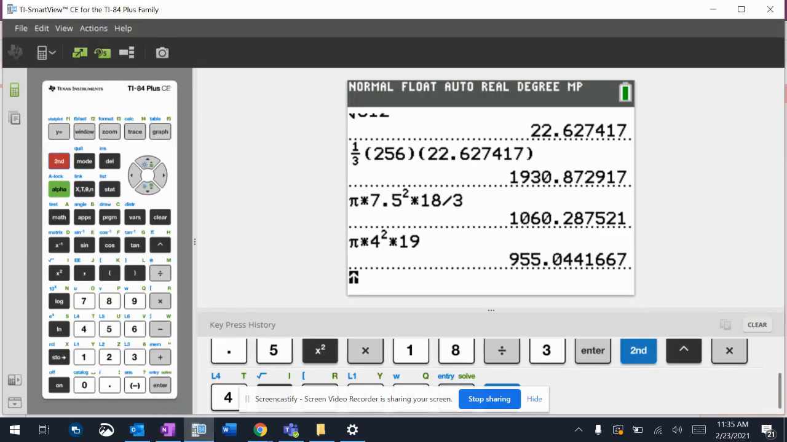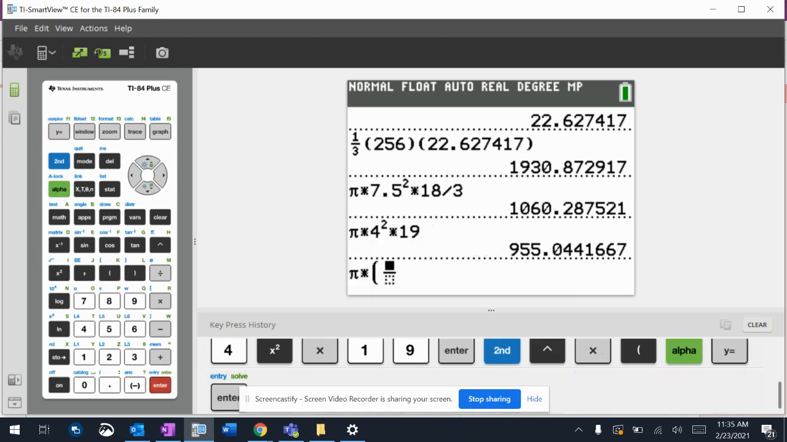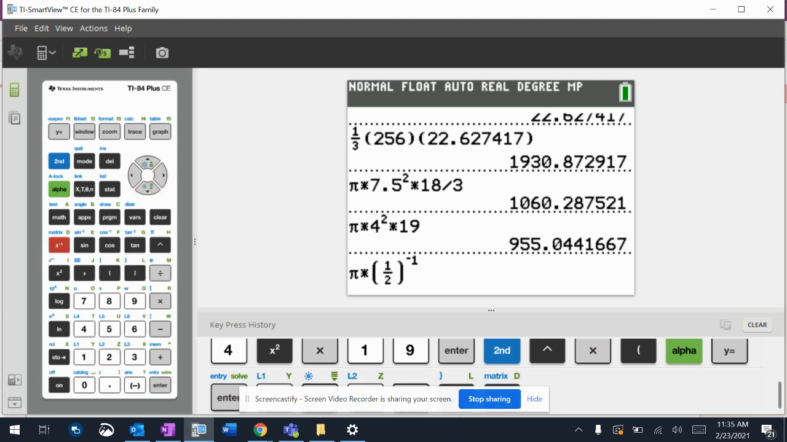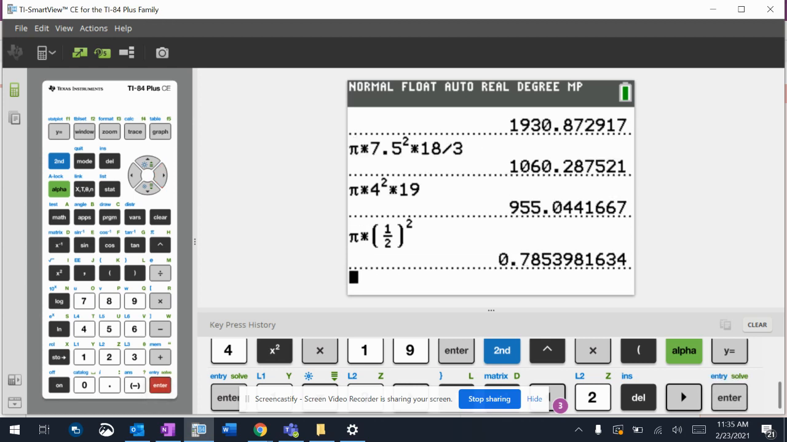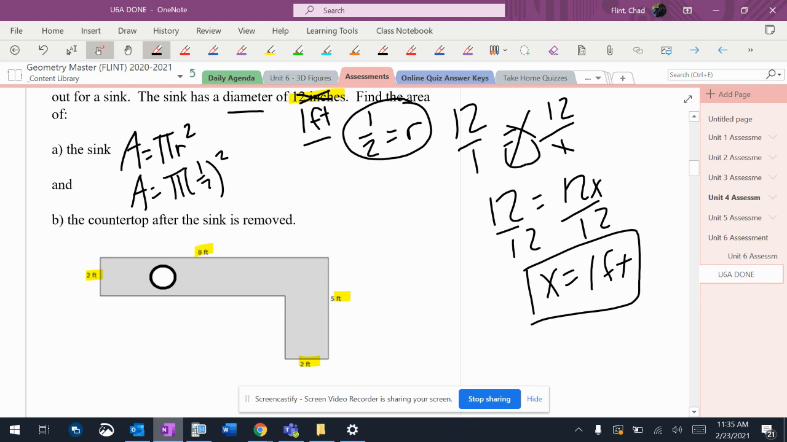So pi times, I can put it in as a fraction or a decimal. I'll put it as a fraction. So 1/2, not negative. There we go. Be careful, make sure you put it in the right way. So 0.7853. And like I said, it's going to say nearest tenth. Yours would have said that. So 0.8 is the area of just the sink.